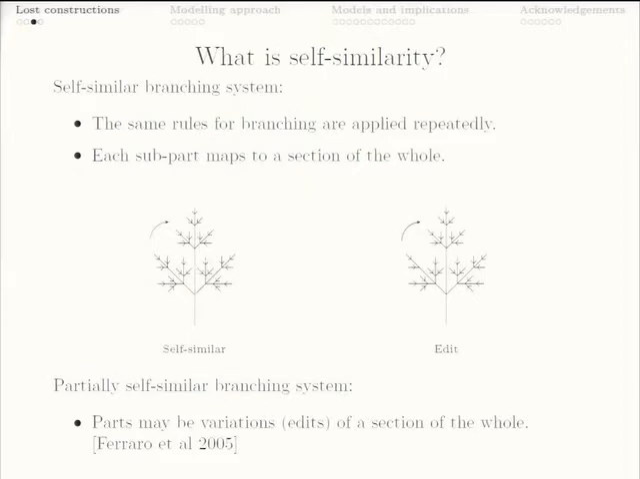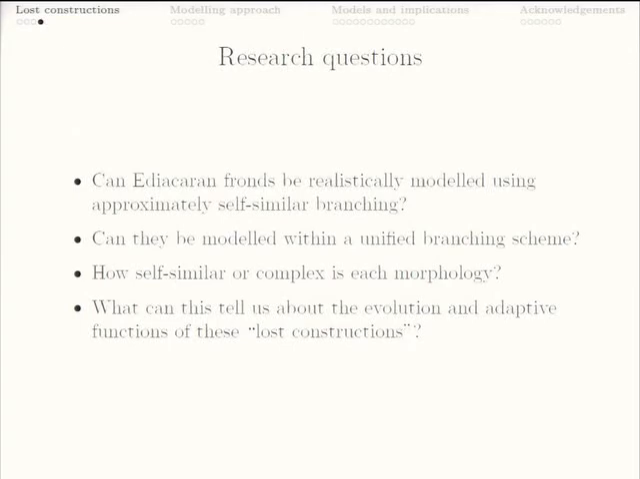So we might ask, what exactly is self-similarity, and can we quantify it? In a self-similar branching system, we can have the same rules for branching applied repeatedly. As a result, subparts map to sections of the whole. So this primary branch here maps to this top section of the whole branch. But we can also describe partially self-similar systems in which the parts don't map perfectly to other sections. They are overall similar, but there have been a number of edits or changes that deviate from self-similarity.